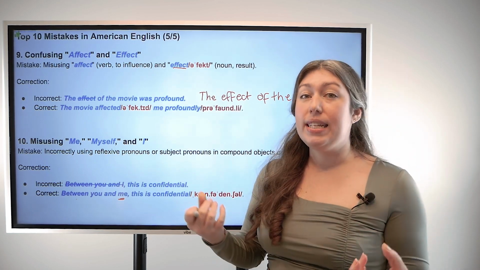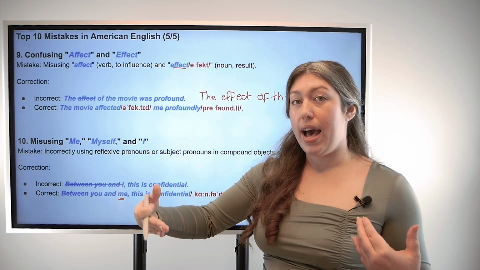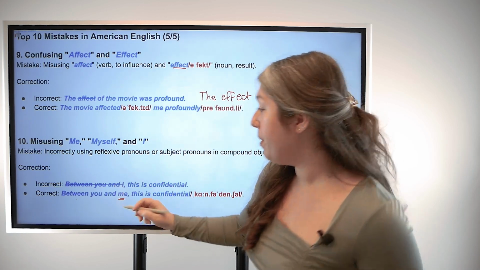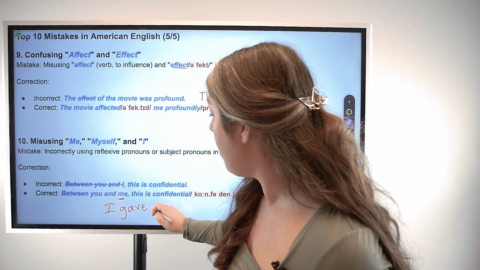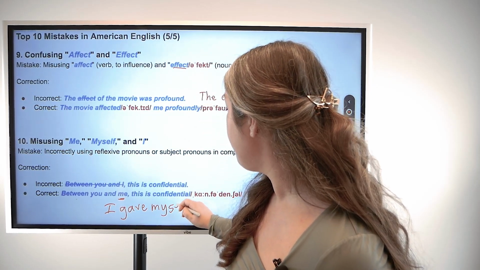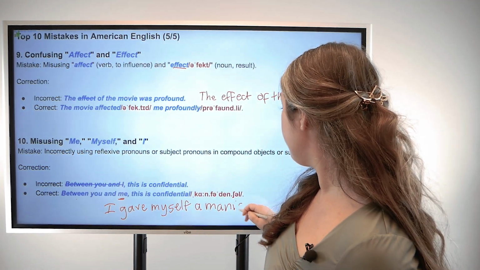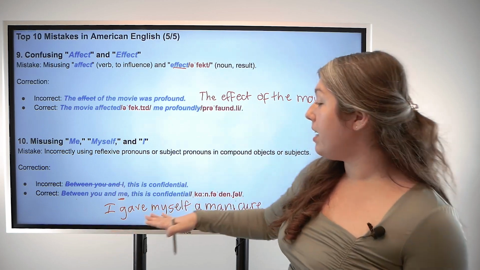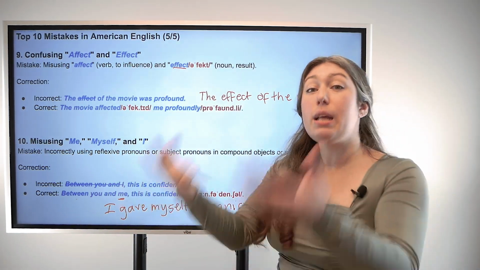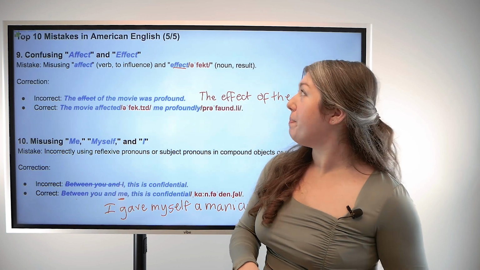Now, when you're using myself, we normally use myself in a sentence that also has the word I. For example, I gave myself a manicure. We already have I in the sentence, and so we can use myself because it's something that you do to yourself. Now let's take a look at pronunciation.